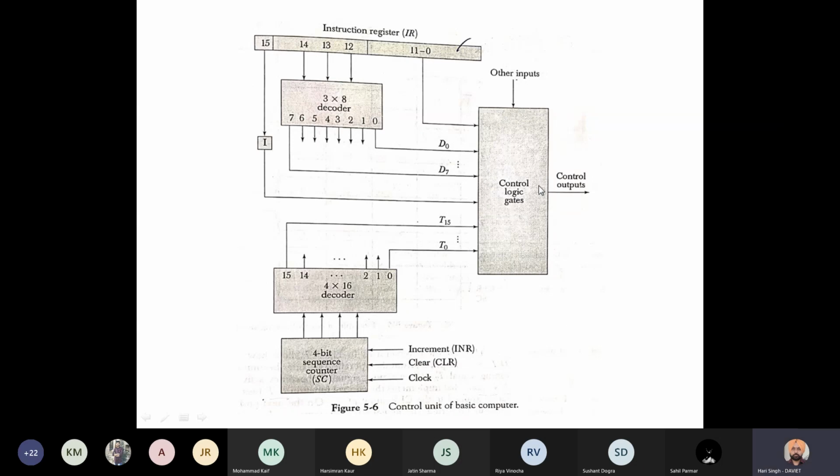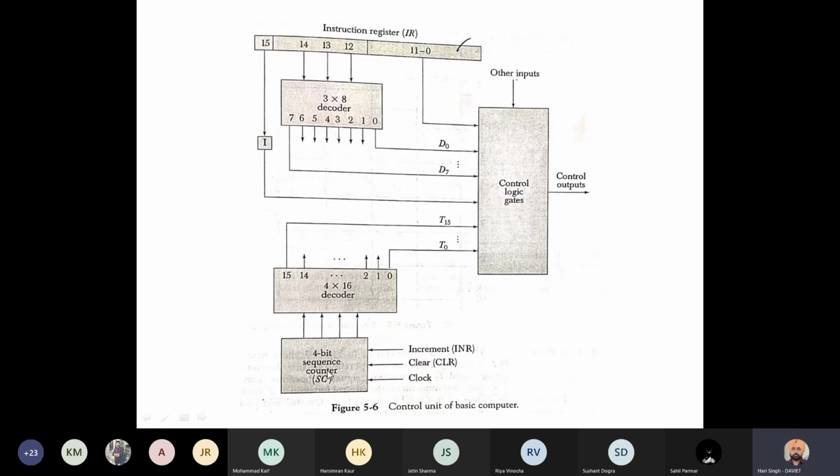So it is a function of the control logic gates to identify the type of instruction. Okay. So after identifying the type of instruction, then reading the data, its function becomes to execute the instruction. Okay. So in total, the control unit takes a certain amount of time to fetch the opcode, to decode the opcode, and to execute the opcode. Okay, so those timing signals are generated by a combination of sequence counter and this decoder circuit.